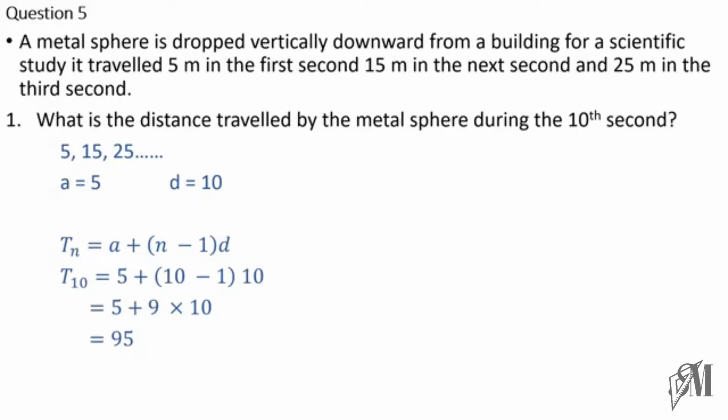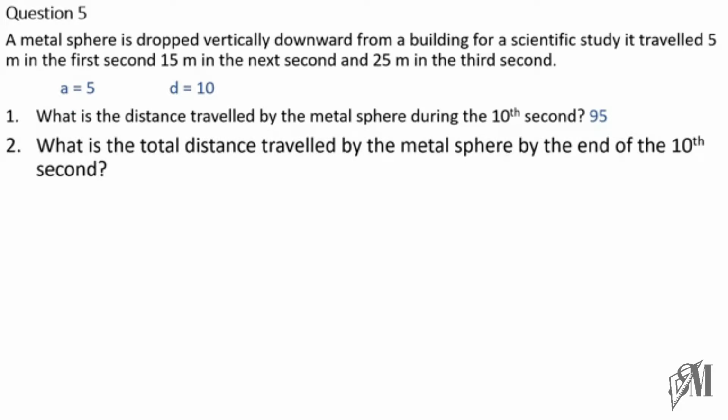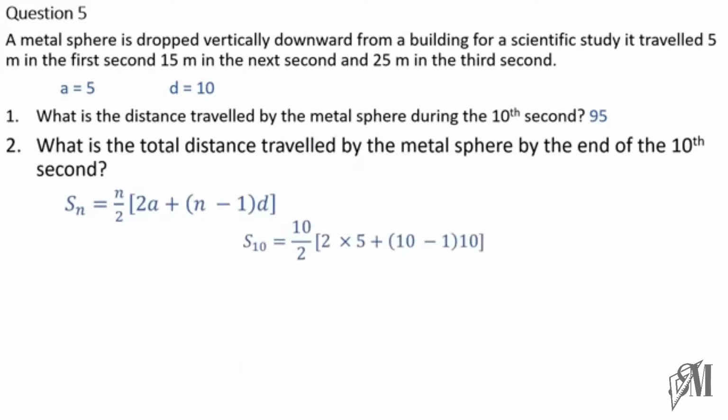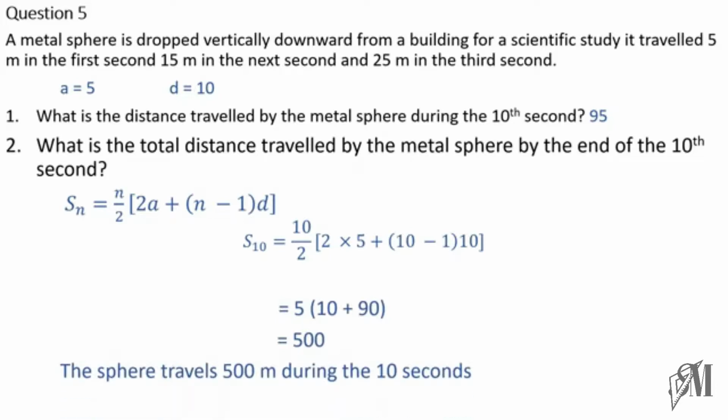So with this answer, we are going to the second part. What is the total distance travelled by the metal sphere by the end of the 10th second? So for the total distance in this case, we have to use the equation Sn. So Sn is equal to n by 2 into (2a plus (n minus 1) times d). Once the values are substituted, you get the answer to be 500. So we can say the sphere travels 500 meters during the 10 seconds.